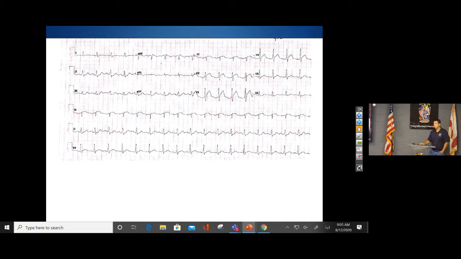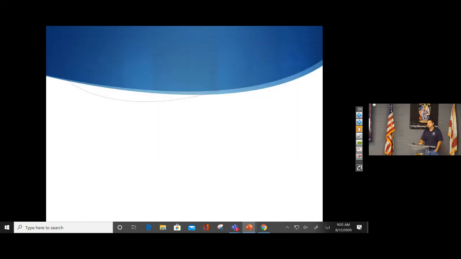Okay. Any others? Okay. Maybe start to push V4. What would you be concerned about with this patient having chest pain? Okay, so where anatomically is that stemming? Anterior, right? Okay.